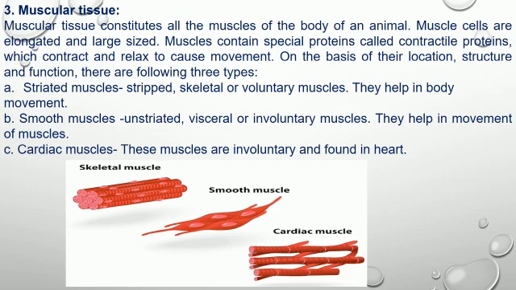They help in body movement. Smooth muscles, unstriated, visceral and involuntary muscles. They help in movement of internal organs. Cardiac muscles. These muscles are involuntary and found in heart.